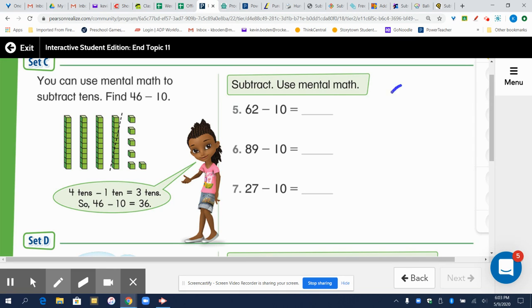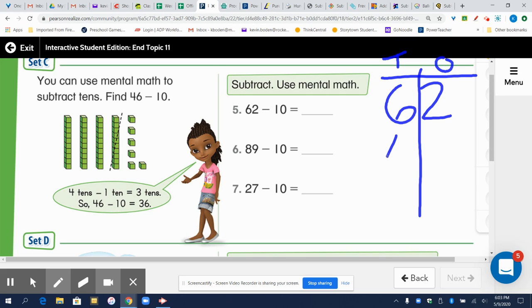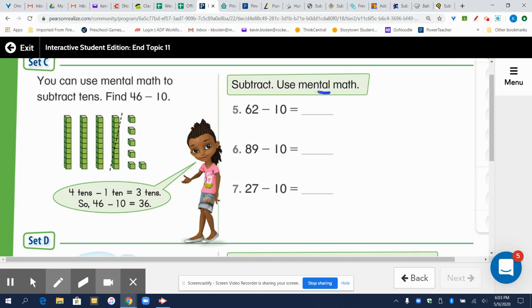So we have the number 62. We have 6 tens and 2 ones. Now, if our equation says 62 minus 10, let's take away 10 from the 6 tens. So if we have 6 tens and then take 10 away, how many tens do we have? We should have 5 tens. And guess what? The 2 ones can stay right there because it doesn't tell us to take away any ones. So 62 minus 10 is 52.